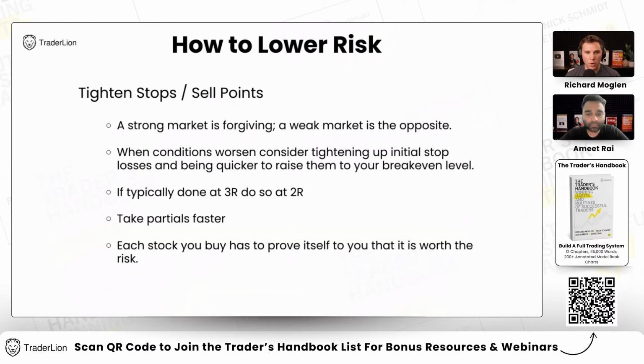So this is what Rye was getting into, and we'll discuss some guidelines for both swing traders and position traders in terms of initial stops. But this is how to lower risk with regards to this factor. A strong market is forgiving. A weak market is the opposite. When conditions worsen, consider tightening up your initial stop losses a little bit and being quicker to raise them to your break-even level. I remember in 2021, this is an adjustment I made once a lot of breakouts were getting stuffed and not following through.